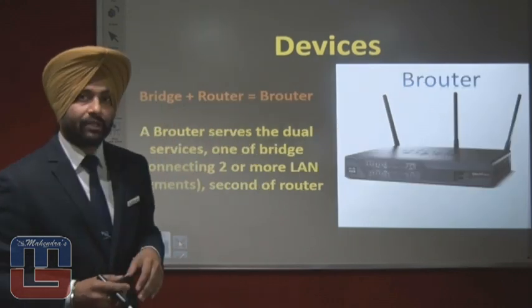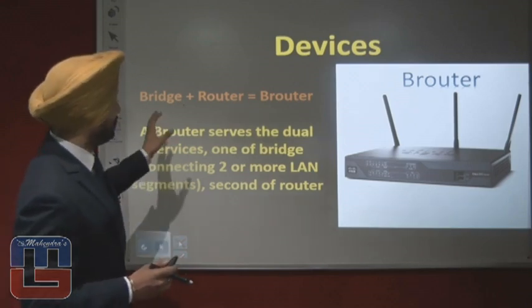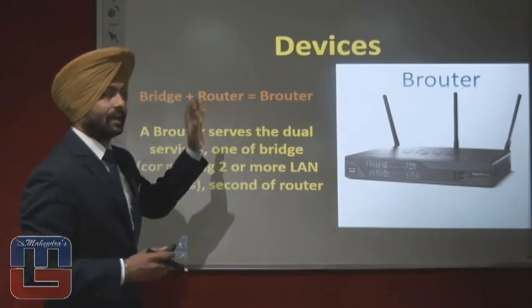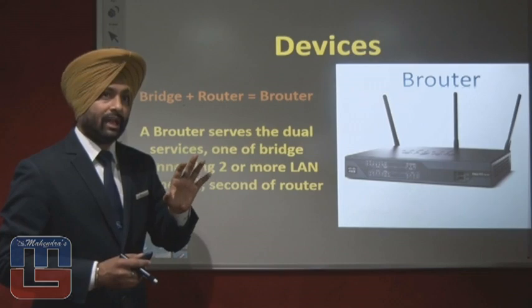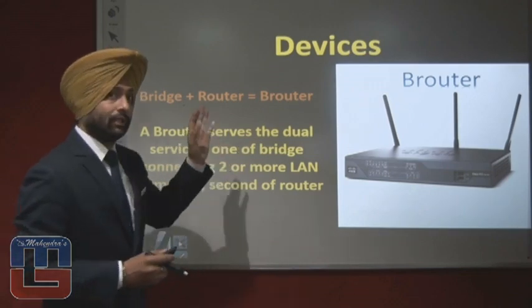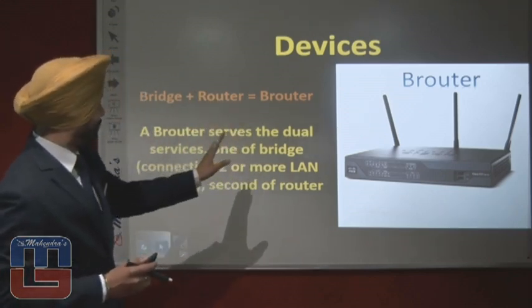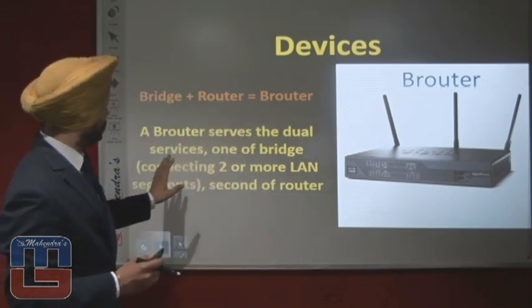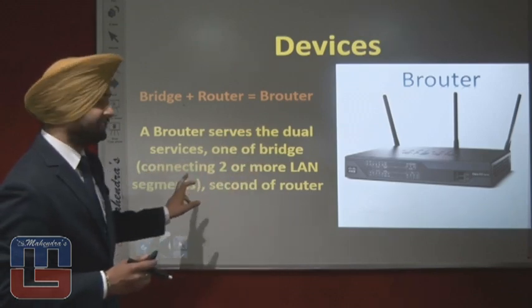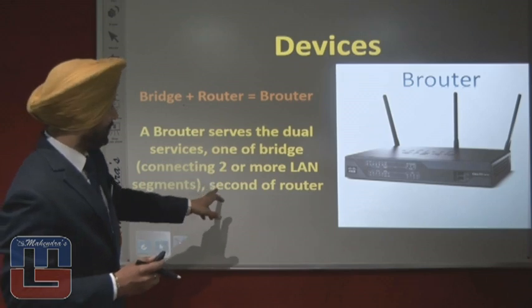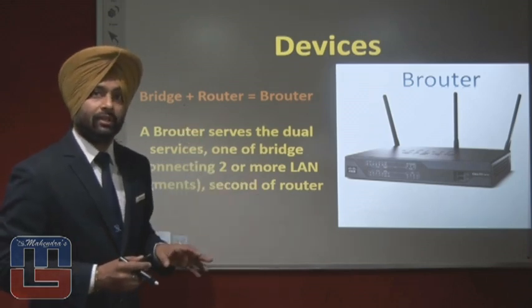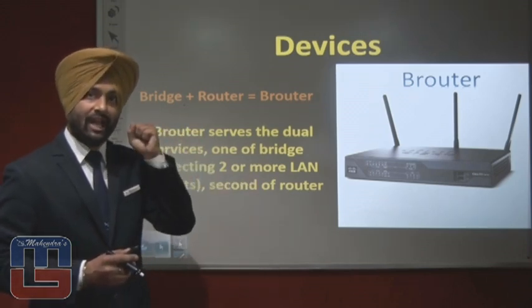Okay, we have the brouter. What is a brouter? A brouter is actually a combination of bridge and router. It carries out the work of a bridge as well as the router. A brouter serves dual services, one of a bridge connecting two or more LAN segments, that is what a bridge does, and second of a router. It is a combination of bridge and router.